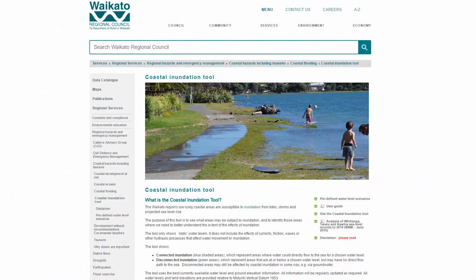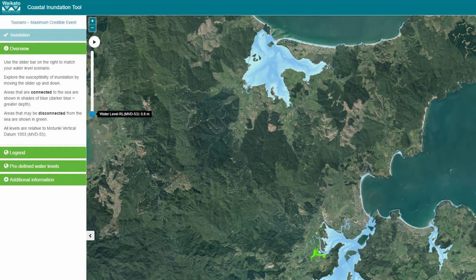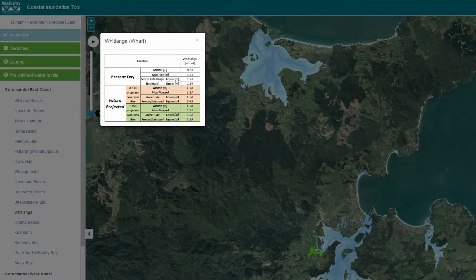So we launched the tool in May 2016, and over the last 2 years we've had a very, very positive response to the tool. In fact, we haven't had any negative feedback. Now the tool is there so people can actually make their own decisions, put in what type of sea level scenario they might want to see to look at the susceptibility for a particular community.